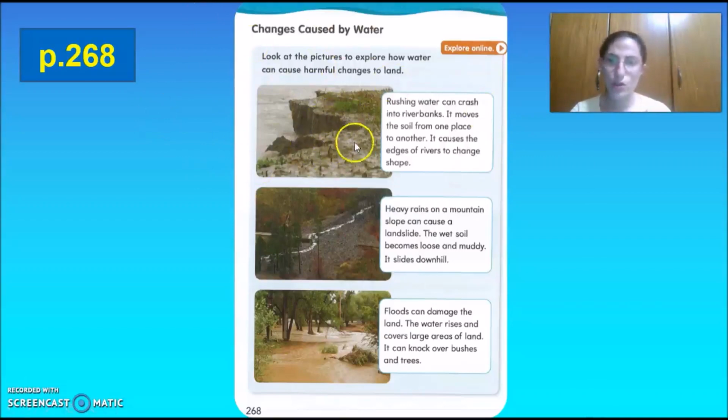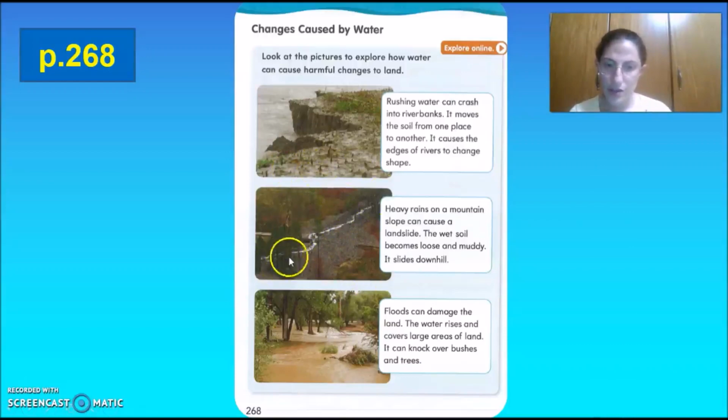Excellent. We could check that the water, what did it do? It carried away some of the river bank, which means the land on the side of the river. It carried it and moved the soil from one place to another, changing the shape of the edge of the river, right? What else?